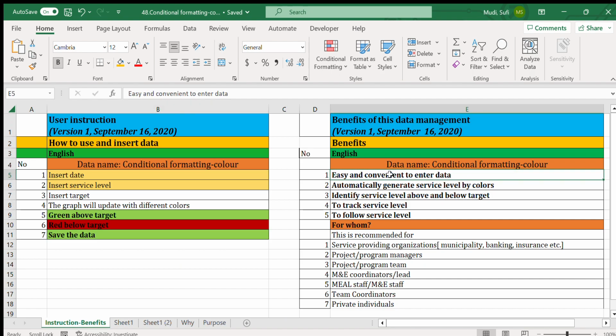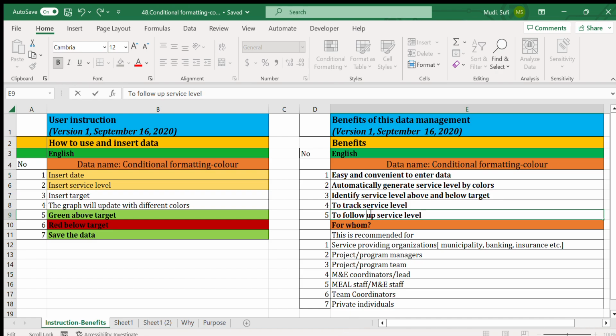The benefit of this chart is that it is easy and convenient to enter the data. It automatically generates service level by colors. It identifies service level above and below the target. It is also useful to track service level, to follow up service level.